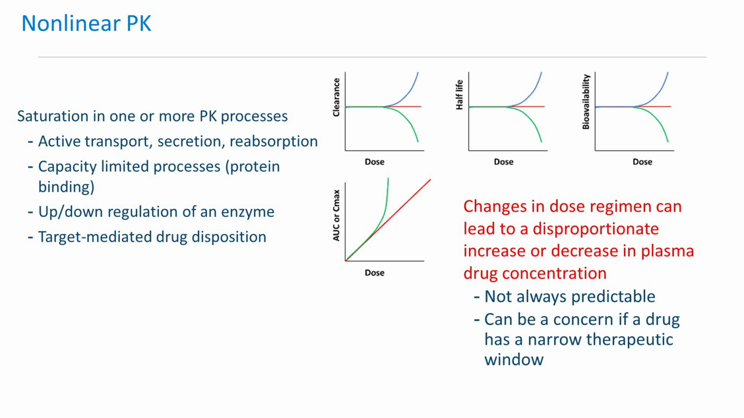But what happens with nonlinear PK is that changes in dose or dose regimen can lead to a disproportionate increase or decrease in the plasma drug concentration or the exposure. And it's not always predictable. So it can be a concern if a drug has a narrow therapeutic window. If you think about this, if you've just shifted the dose a little and you expect then the concentration to shift a little, but it shifts a lot, it goes up quite a bit higher, that can push you outside of the therapeutic window. So we have to be aware of the nonlinearities in PK and be prepared to account for them.